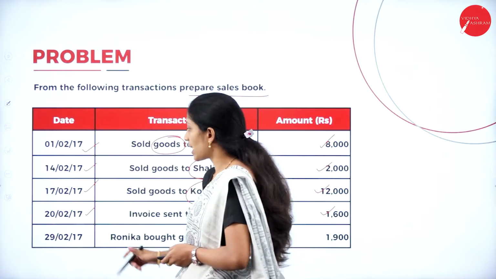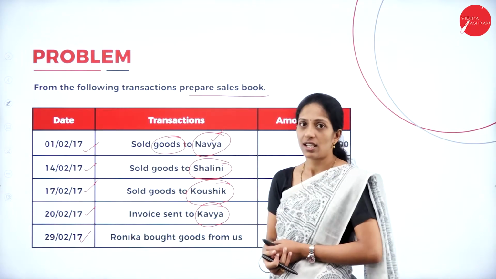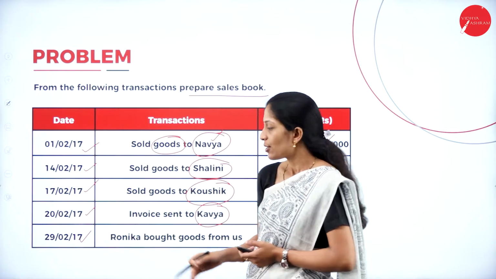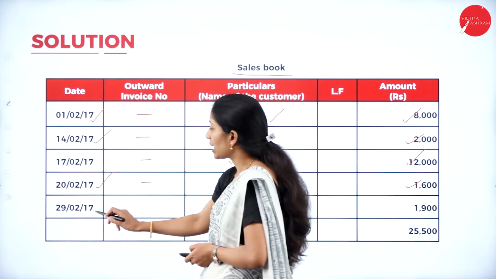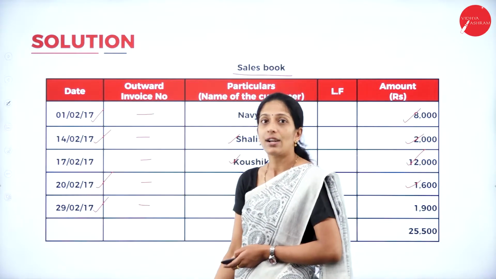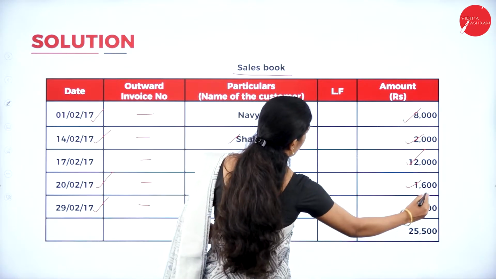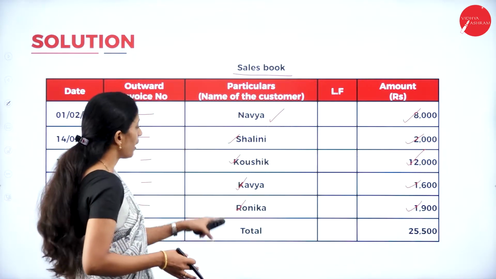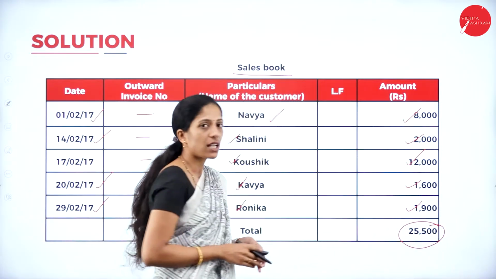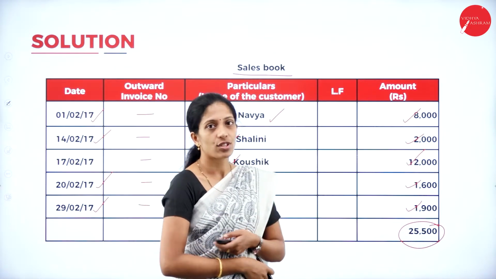Now, coming to the next transaction, that is 29/2/2017. Ronika bought goods from us. In the sense, she has purchased, but what we have done? We have sold goods to her. So, 29/2/2017, outward invoice number is nil and the name of the customer is Ronika, and what is the amount? So, amount is 1,900. So, write 1,900. Now, what you have to do? You have to total all the amounts so that you get the balance of the sales book, that is 25,500. So, this is how you are going to prepare the sales book.